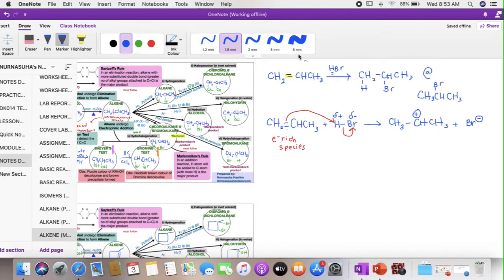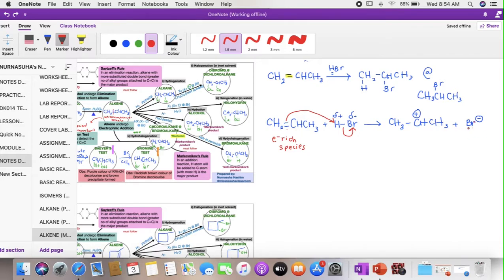Okay, so next step, second step. We know that negative and positive would be attracted to one another. Tapi konsep dia adalah yang kaya dengan elektron akan donate kepada yang kurang elektron. So, bromine sekarang ada extra elektron. So, dia akan donate elektron. Tak cantik pula, sorry. Ya Allah, sabar je. Sorry ya.